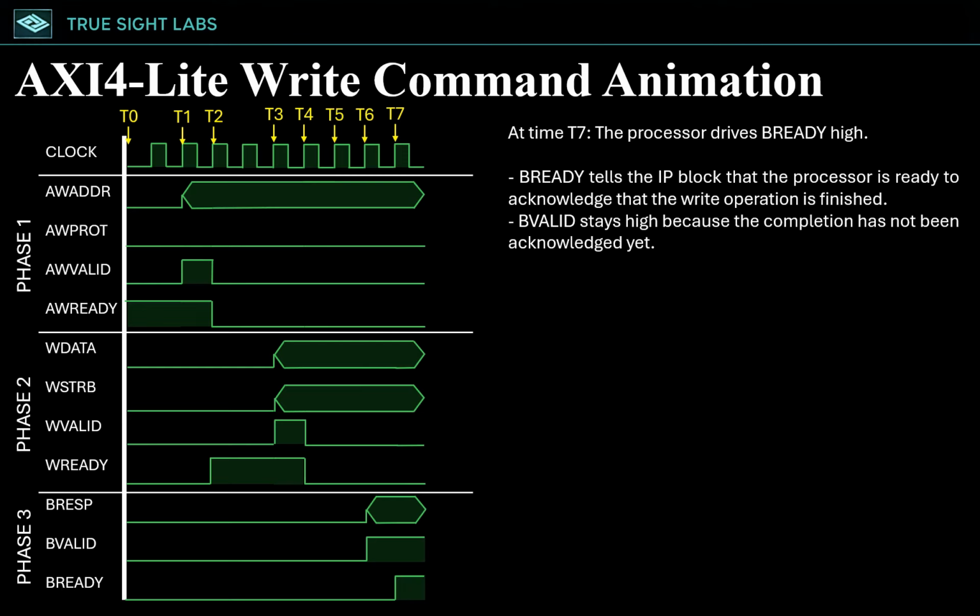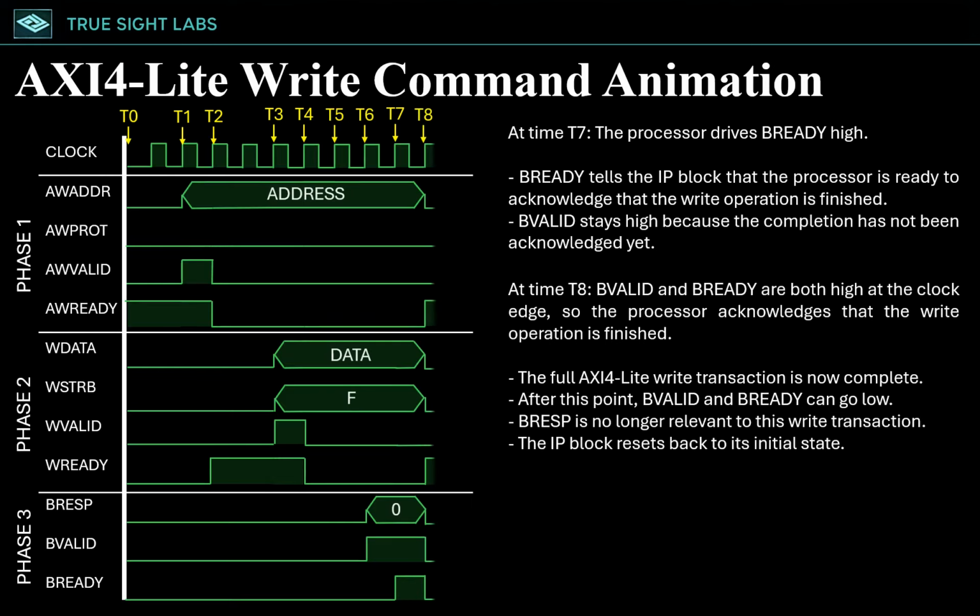bvalid stays high because the completion has not been acknowledged yet. At time t8, bvalid and BReady are both high at the clock edge, so the processor acknowledges that the write operation is finished. The full AXI4-Lite transaction is now complete. After this point, bvalid and BReady can go low. bresp is no longer relevant to this write transaction, and the IP block resets back to its initial state.